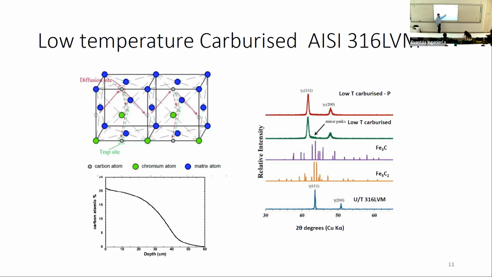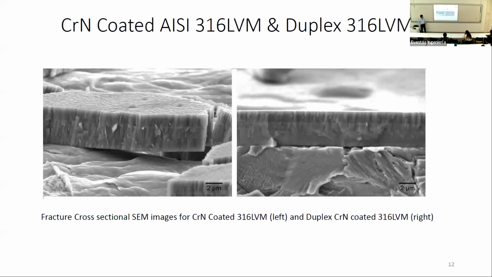Using X-ray diffraction, we ensured that we're not forming any chromium carbides. So basically, this is the XRD for austenitic 316 LVM. After carburizing, all we're seeing is that these 2 peaks are shifting to the left, which means the lattice remains FCC, but it is expanding. So it's an S phase. Over here, of course, it's showing us that the carbon content increases at the surface.